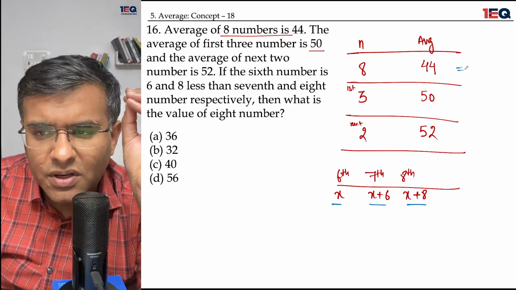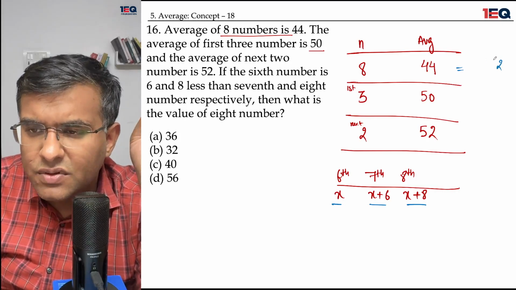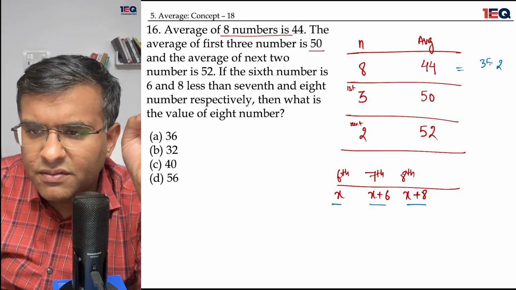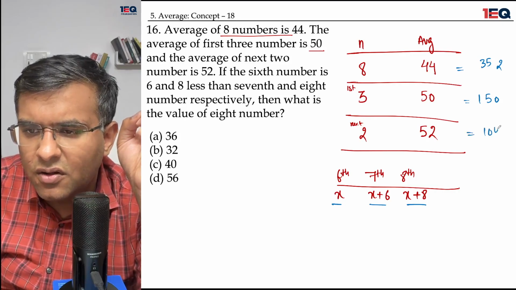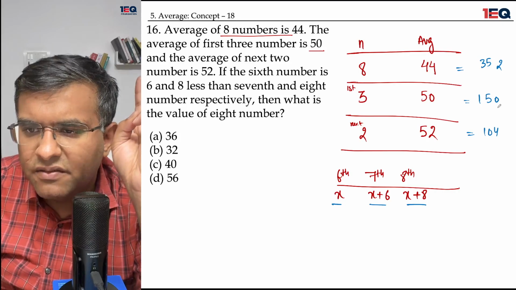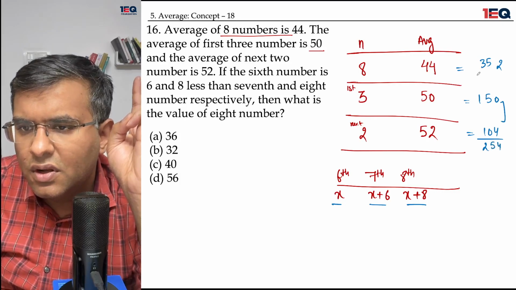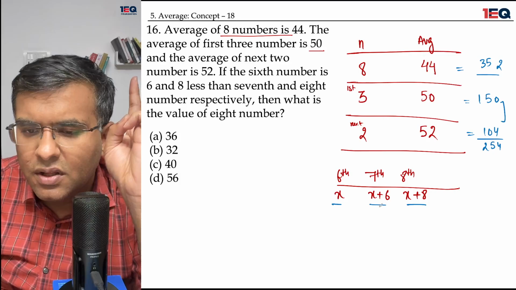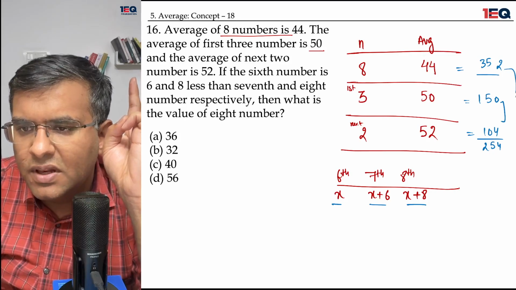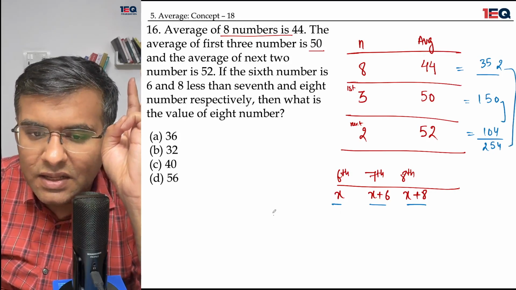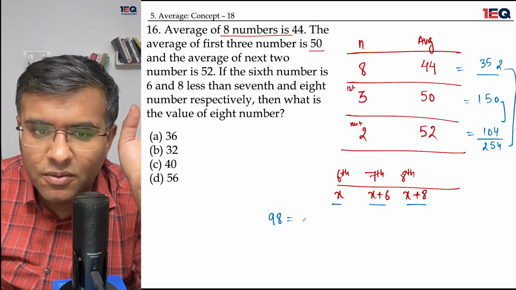Now what you can do is apply simple multiplication. 8 fours are 32 and 8 fours are 32 again. This is 352. This calls up for 150 and this calls up for 104. The sum of 150 and 104 is 254, and I already have 352 over here. That means for the 6th, 7th, and 8th observation, all I would be left with is 98. Okay, 98 would be the sum of all the three observations together because they are the only ones that are left.